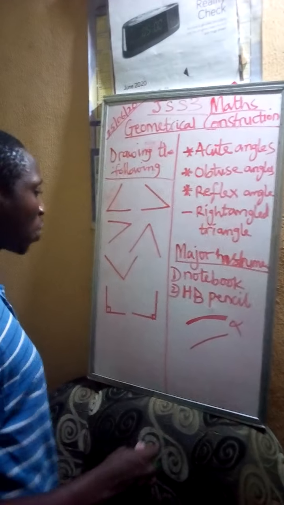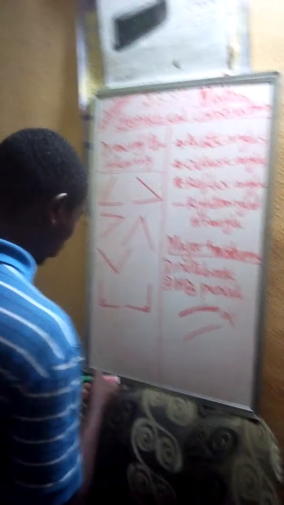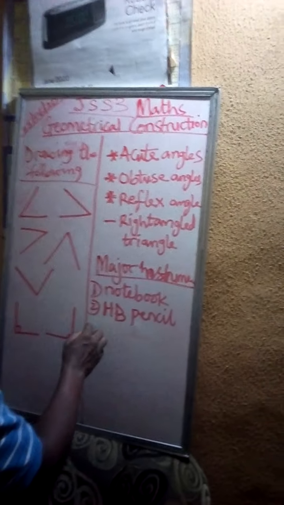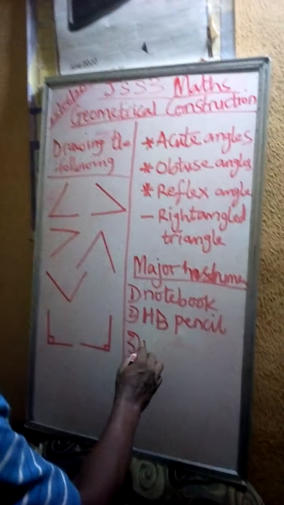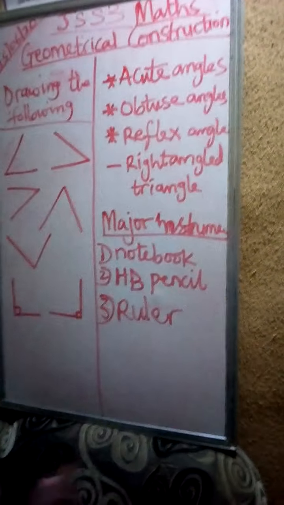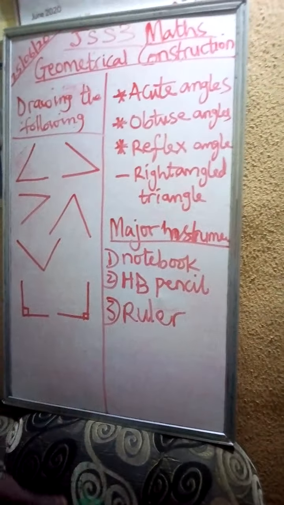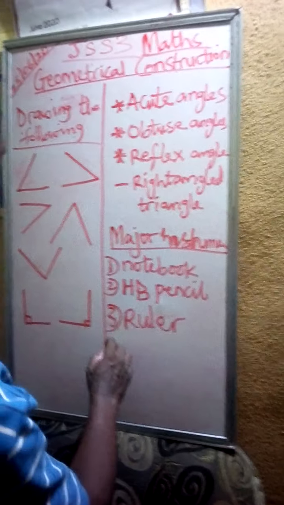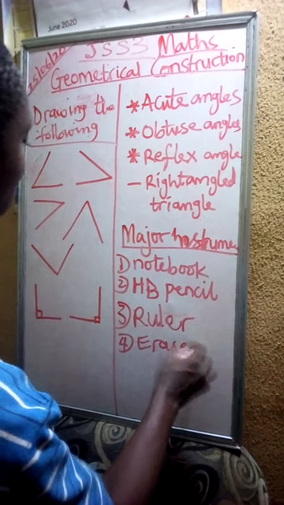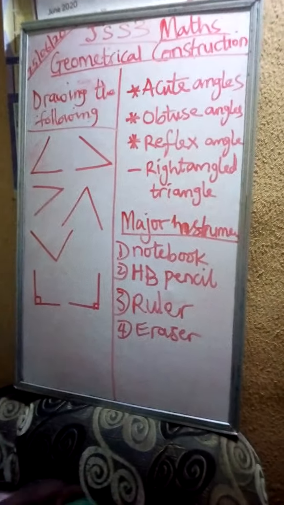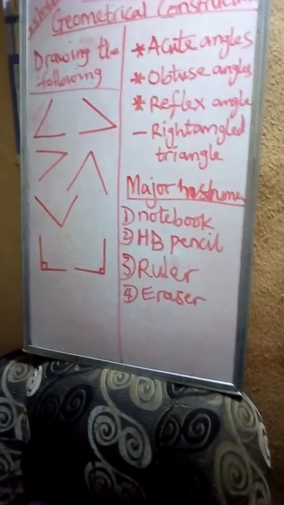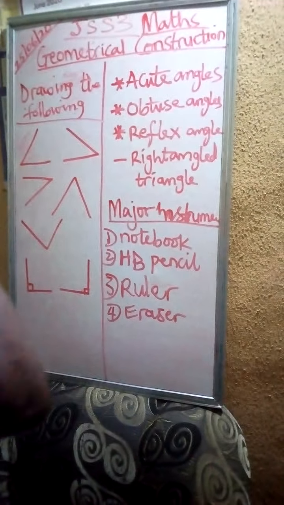Apart from the HB pencil, the third thing you will use is your ruler. I will advise that it be a long and sharp ruler, one where the numbers show properly so that you can get accurate answers. And the fourth thing is your eraser. The eraser should be a very good one, not the one that you will clean and it returns black. So with these four major instruments, you will be able to get it right.